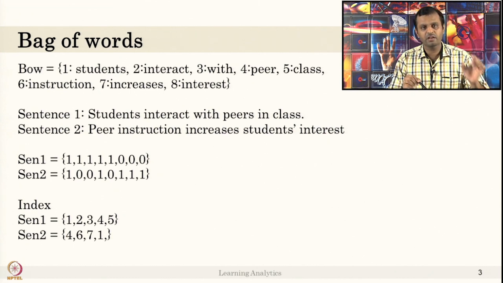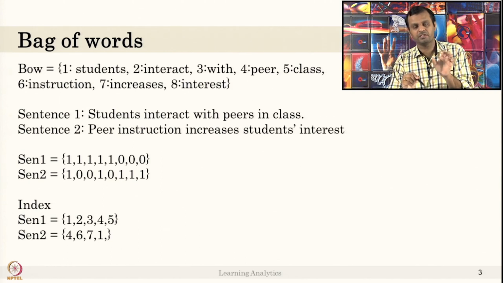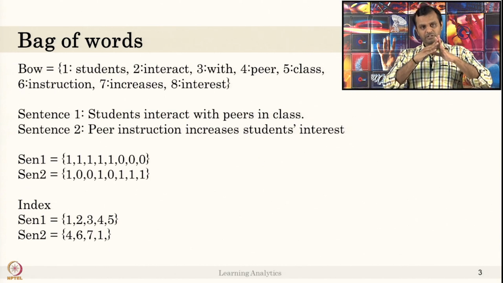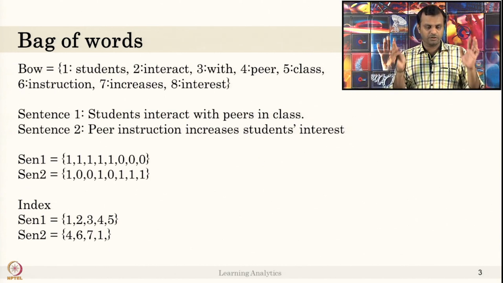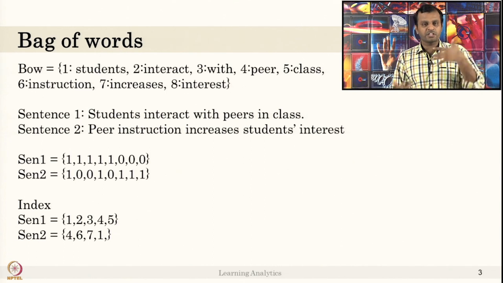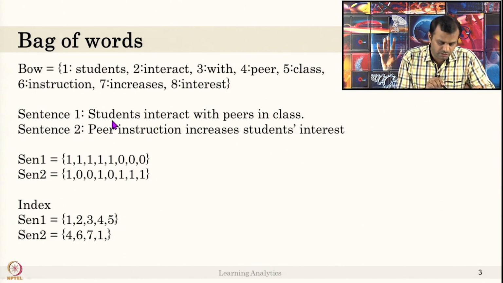What I did, I gave a position for each word. Instead of taking the word and putting its frequency, I have a dictionary. My dictionary has only 8 words: students, interact, with, peer, class, instruction, increases, interest. That is it, just 8 words in my dictionary. There are sentences coming out of this dictionary. I need to create the numerical form of the sentences. If I have this dictionary, students is the first position in this dictionary.